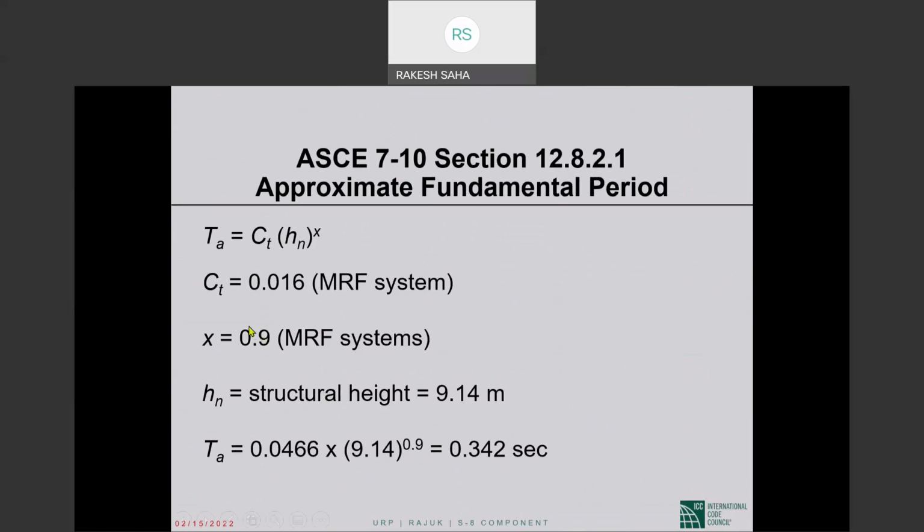We start with T sub A. The C sub T for a moment frame of concrete is 0.16. That may be a unit that we forgot to convert. Maybe, yeah, that is the number. So that number is wrong. Circle it or something. So your coefficient is 0.466 and the power is 0.9. The height is 9.14 meters, which was given in the problem statement. So the approximate period is 342 seconds.